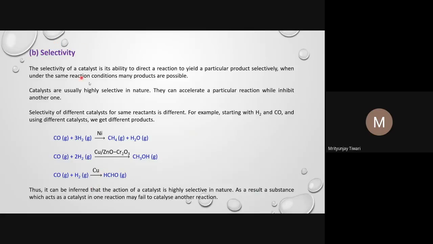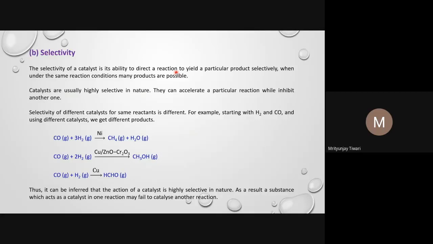Now let us talk about the selectivity of a catalyst. The solid catalyst, and any catalyst, is selective. Here we are talking mostly about the selective catalyst, because we are focusing mostly on heterogeneous catalysis. The selectivity of a catalyst is its ability to direct a reaction to yield a particular product selectively, when under the same reaction conditions many products are possible.